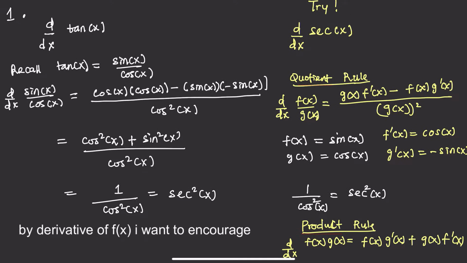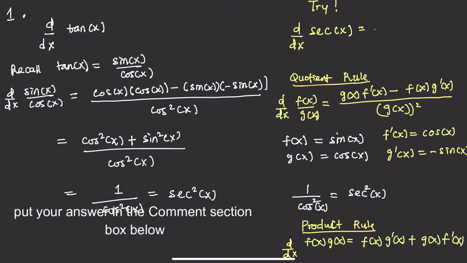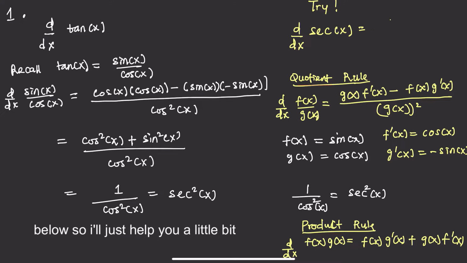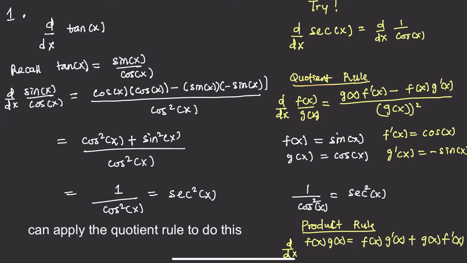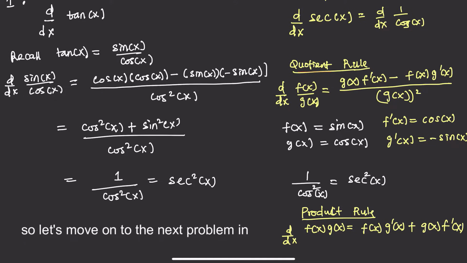I want to encourage you to try this problem, and I want you to put your answer in the description box below. I'll just help you a little bit here. The derivative here can still be written as sine x, can be written as 1 divided by cos x, and you can apply the quotient rule to do this problem. All you need to do is identify your f of x and your g of x, then you can try this problem. So let's move on to the next problem.